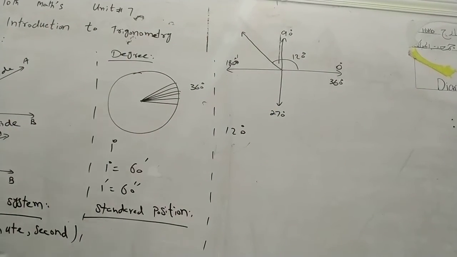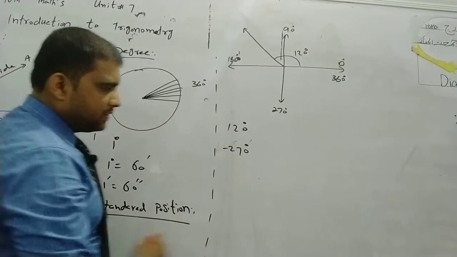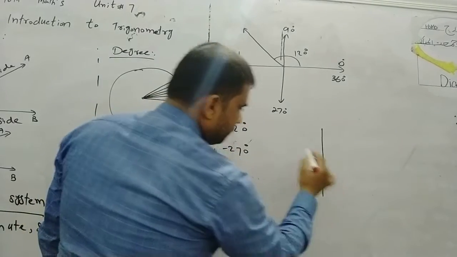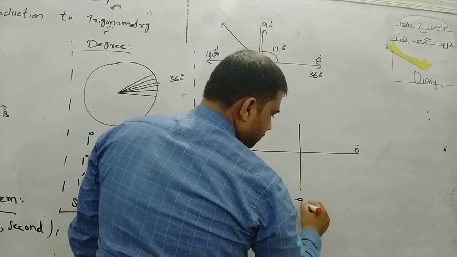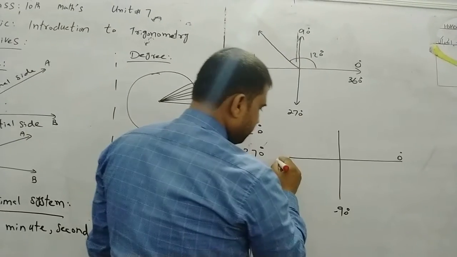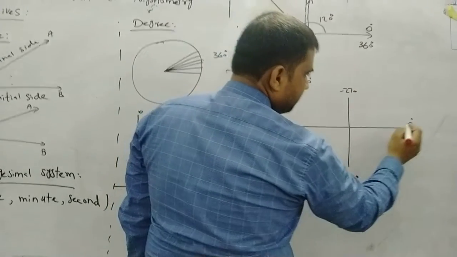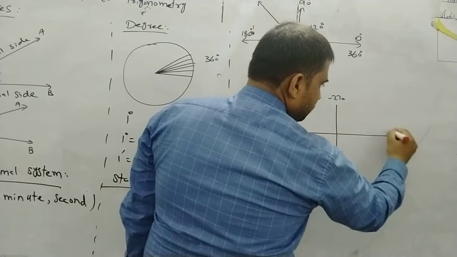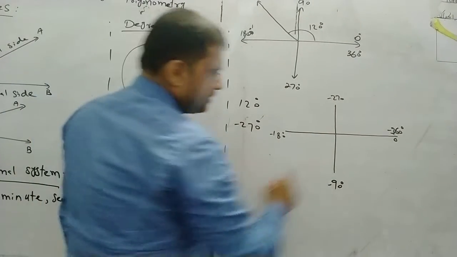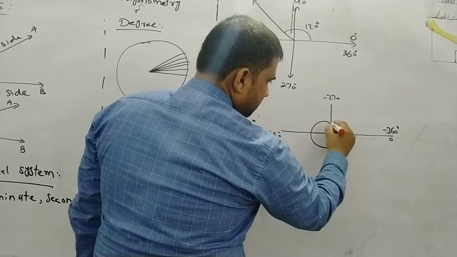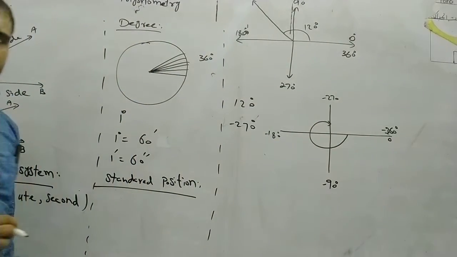Similarly, if you want to show the position of minus 270 degrees, then we use 0, minus 90, minus 180, minus 270, sorry, minus 360. Now the position of minus 270 is here, so this is the location of minus 270.